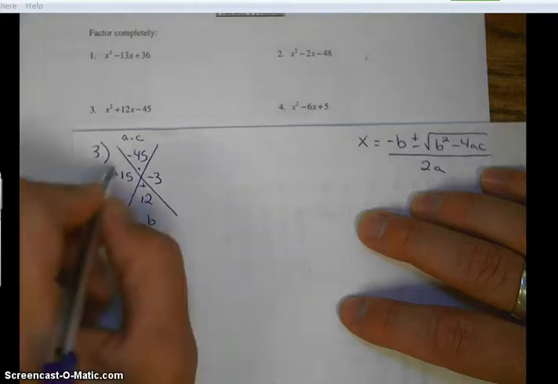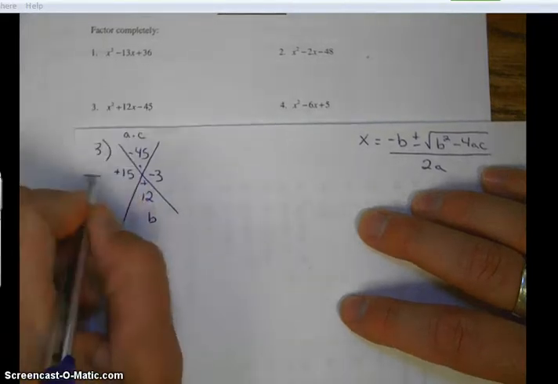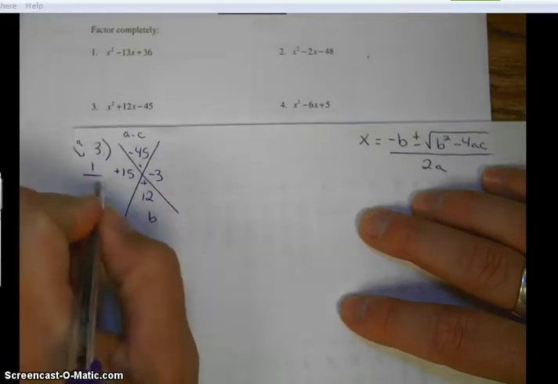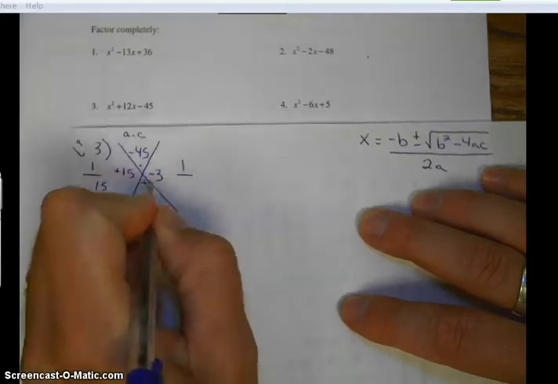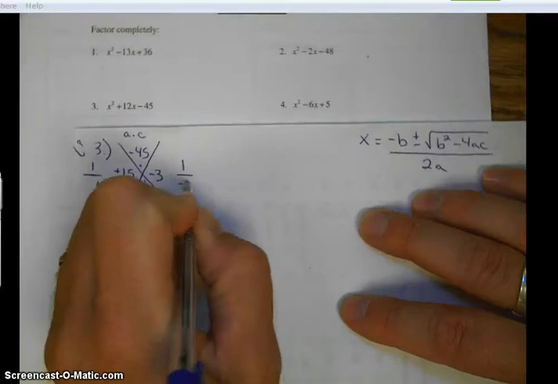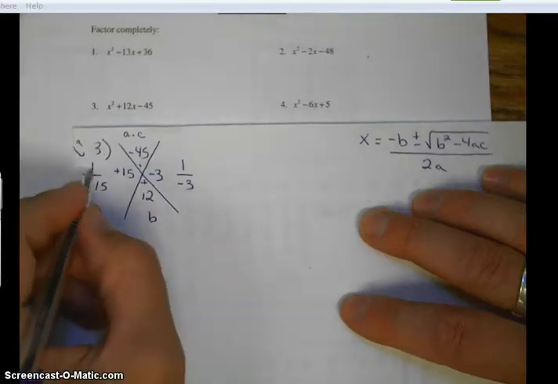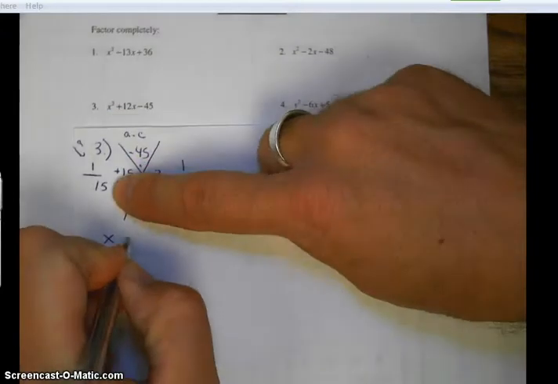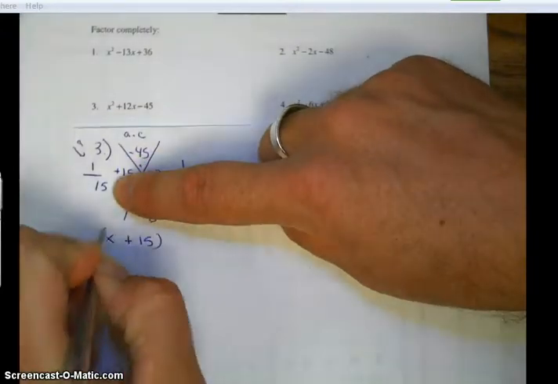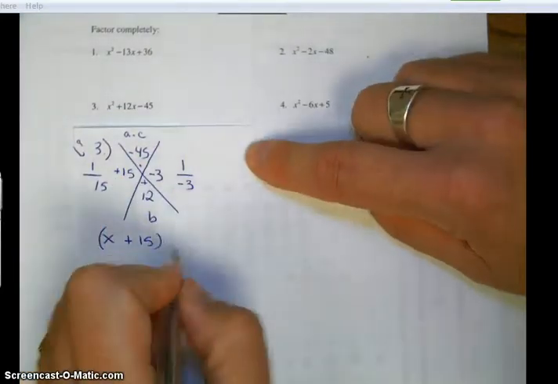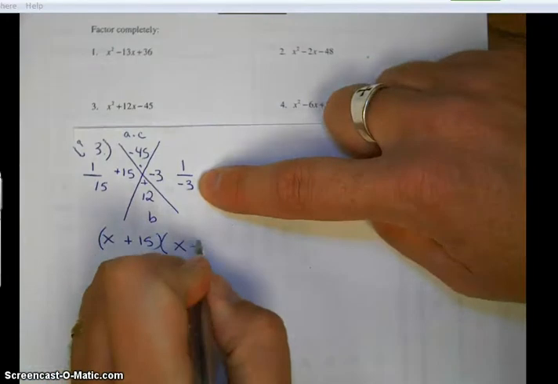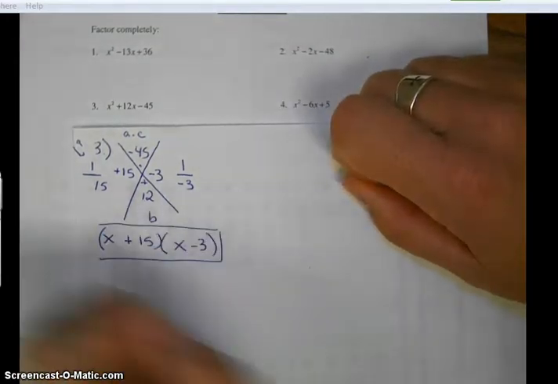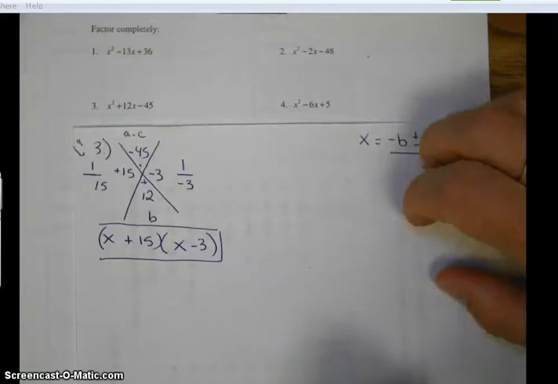So don't forget, we take the a value, which is 1. Remember that that's an a value over the factor. 1 a value on top over the factor. And so then we have 1x plus 15 as one factor. 1x minus 3 as the other factor. And then we have factored our trinomial.